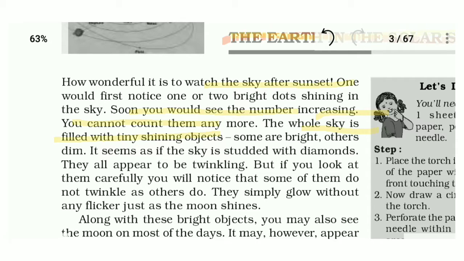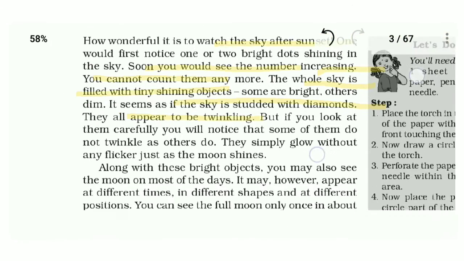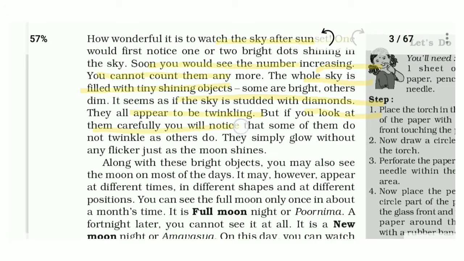जो पूरा sky होता है, that's whole filled with shining objects, some are bright and others are dim, and some are twinkling like diamonds in the sky. But if you look at them carefully, you will notice that some of them do not twinkle as others do. अगर हम उनको अच्छे से ऑब्जर्व करें तो हम ये देखेंगे कि कुछ उसमें से ट्विंकल नहीं करते हैं. They simply glow without any twinkle, just as the moon shines.